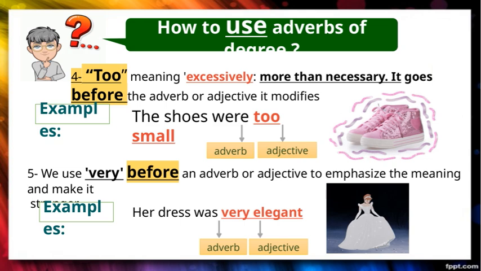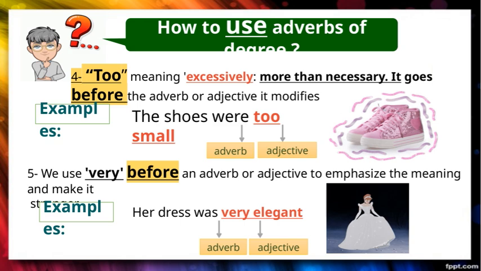Similarly, we have the sentence, "The shoes were too small." Here, "too" is used before the adjective "small" to indicate that the shoes are excessively small, more than what is necessary or comfortable. The key point to remember is that "very" is used to emphasize and intensify the adjective or adverb, making the statement stronger. On the other hand, "too" indicates excess or something beyond what's desired or acceptable.